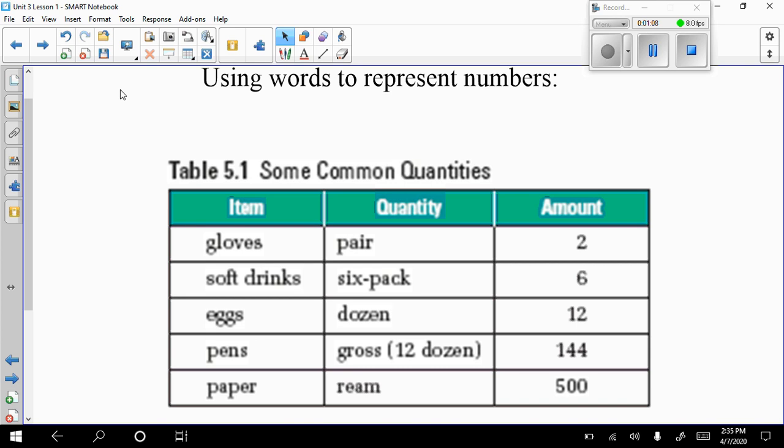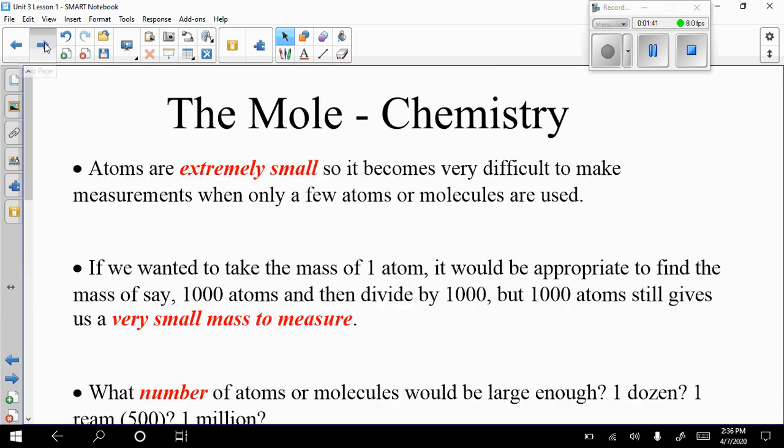There are a couple of other ones on the screen. A ream, you may not have heard of this, but a ream of paper means 500 sheets of paper. But these are examples where they've used a word to represent a number. And the mole is something very similar to that, as we're going to see, but just bear in mind that just like a dozen equals 12, a mole is also equal to a number. That's an important concept that we're going to need to look at.